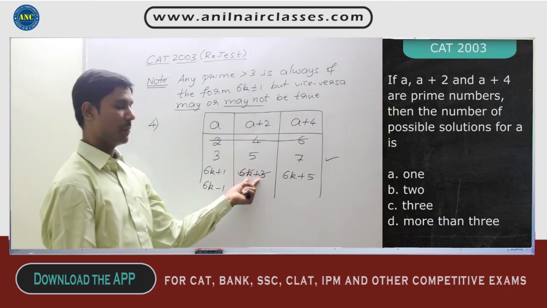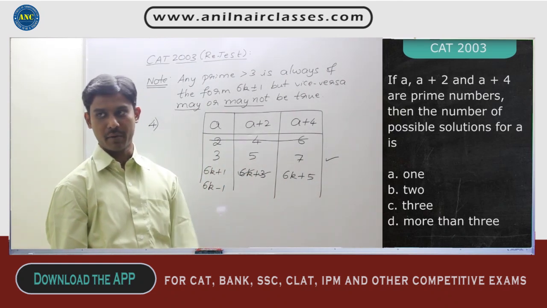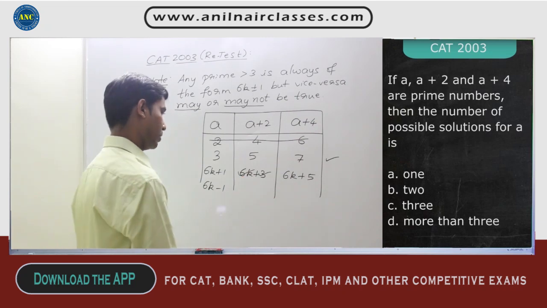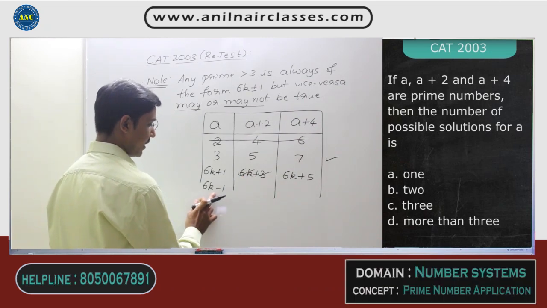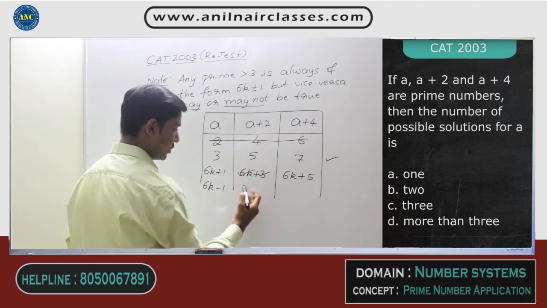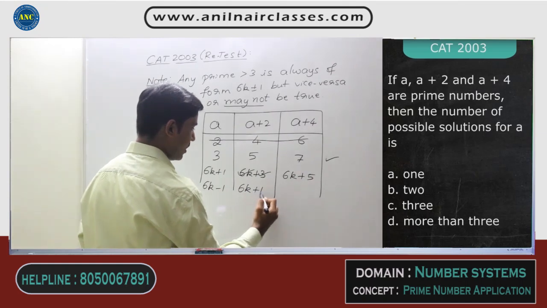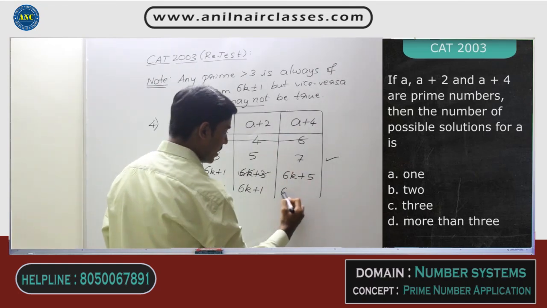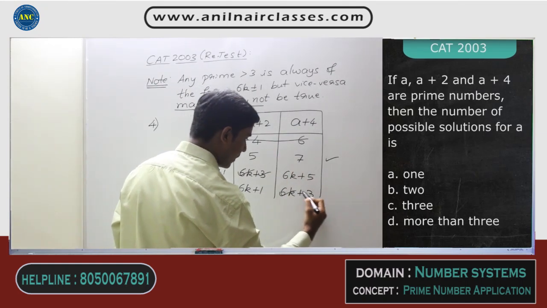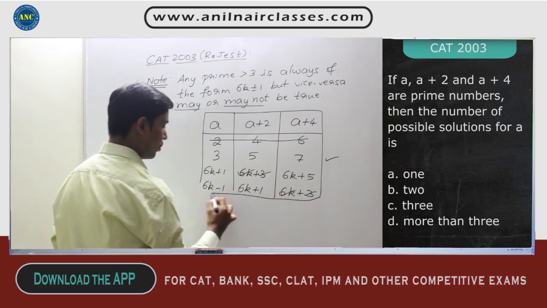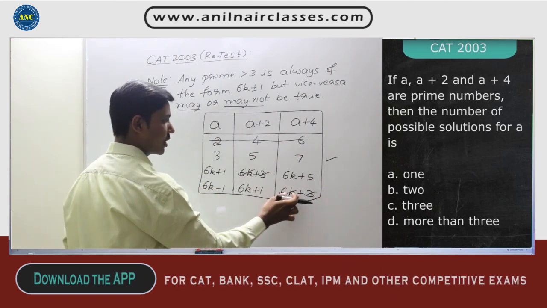If the answer is a multiple of 3, it will not be a prime number other than 3, but it is not 3. So this is also ruled out. 6k minus 1, 6k minus 1 plus 2, it is 6k plus 1. 6k minus 1 plus 4, it is 6k plus 3. Multiple of 3, multiple of 3. Answer also will be a multiple of 3. So this is also not a prime number.